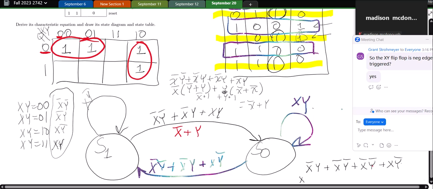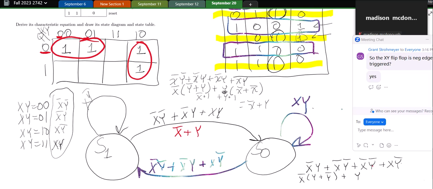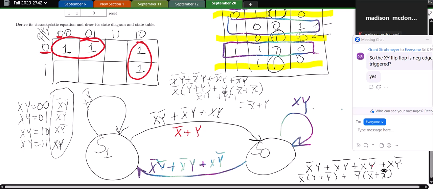Now from the first two, I can factor out an x bar, and I get y plus y bar. Plus from the second two, I can factor out a y bar, and I get x bar plus x. So that's just like in my first one. The y plus y bar is 1, and the x bar plus x is 1, and multiplying by 1 doesn't change anything. So this bottom expression can be simplified to x bar plus y bar. Or you could use a Karnaugh map to come up with it.